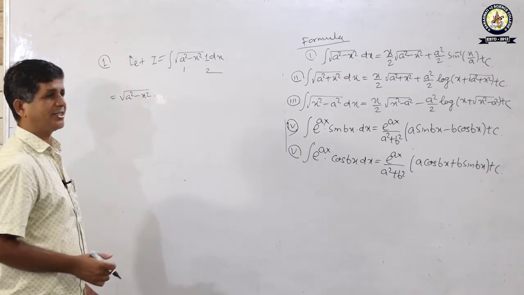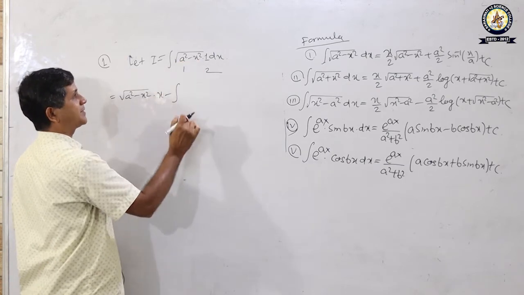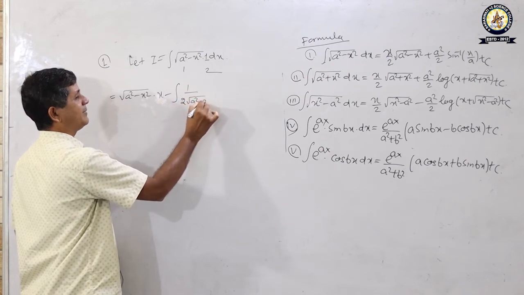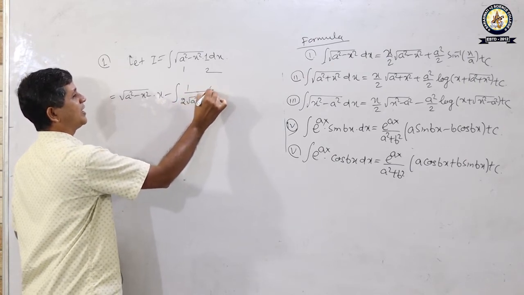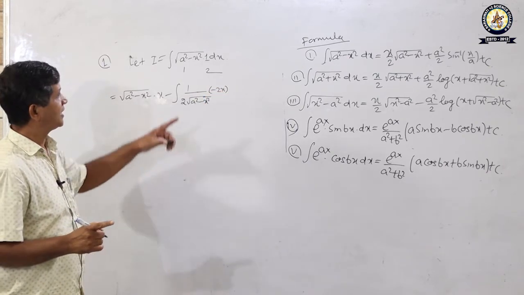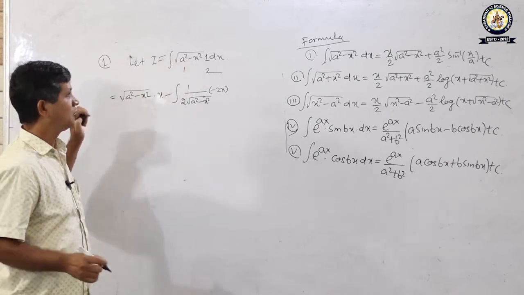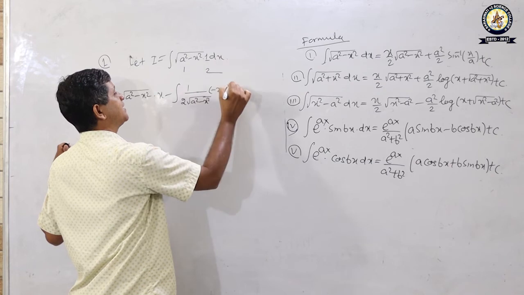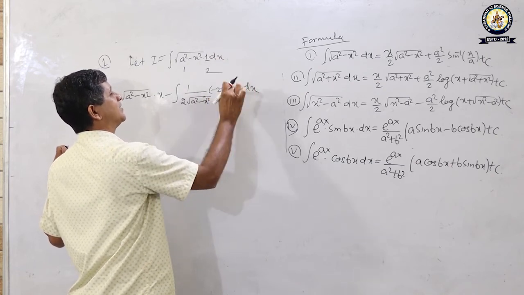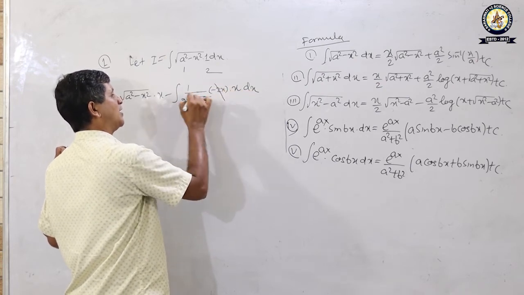First function into the integration of the second function: integration of 1 dx is x, minus the integration of the derivative of the first function. Its derivative is 1 by 2 root over of a square minus x square into the derivative of a square minus x square, which is minus 2x, because a square is constant and its derivative is 0. The derivative of x square is minus 2x, into the integration of the second function, x dx. Here the 2s cancel.